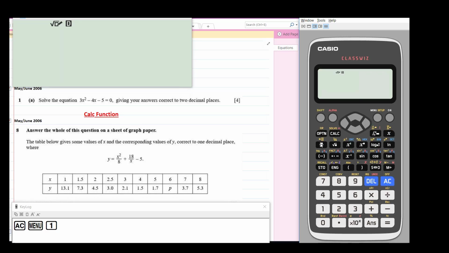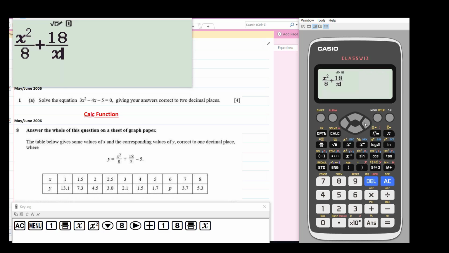Press the fraction button. Now this is the x and square. Scroll down, 8. We are trying to type the same equation on the screen. Plus 18 over x and minus 5. So you need to calculate the value of this.